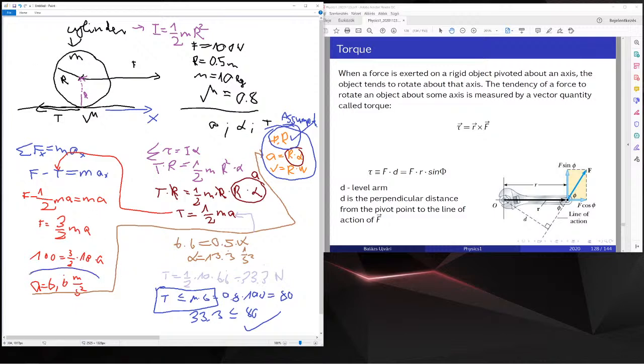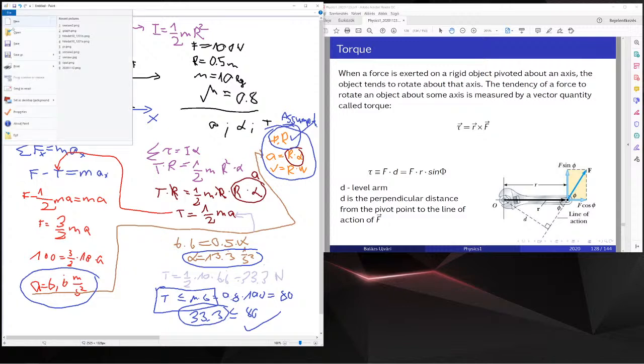So the answer will be 6.6, 13.3, and 33. Were you able to solve it? And once again, I won't give you any example where the mu equals 0.1 or something and it's not a pure rolling. You don't have to check it.